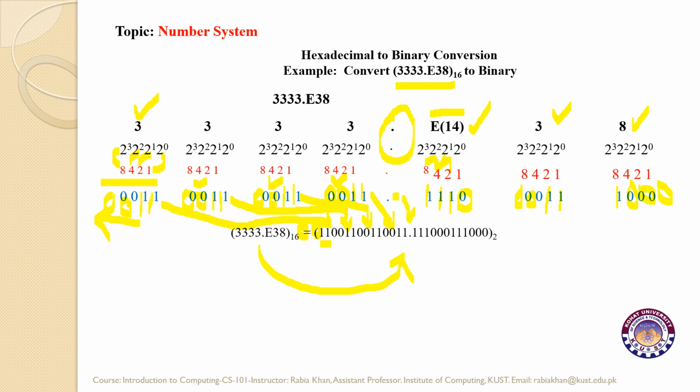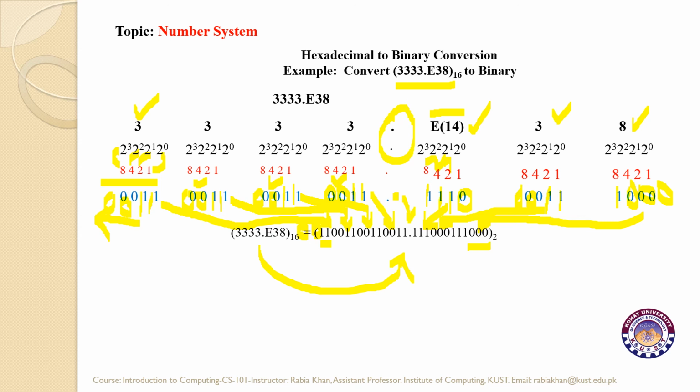Next, towards the right, the first number is E, which is 14, and it is converted as 1110 here. Then is number 3, 0011, again 0011, and the last number is 8, which is 1 with 3 zeros. I've written the complete 3 zeros here. Towards the right side of the decimal point, you cannot skip the last zeros. Towards the left side of the decimal point, the zeros which do not have further ones towards their left, you can skip.